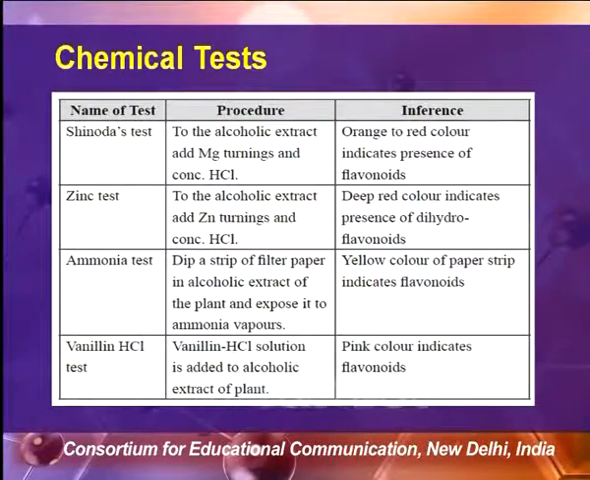And the fourth test is the vanillin HCl test, where the alcoholic extract of the plant is treated with vanillin hydrochloride solution, and a pink color is obtained in the resultant solution, which will indicate the presence of flavonoids in the plant matrix or the plant sample which you have got.